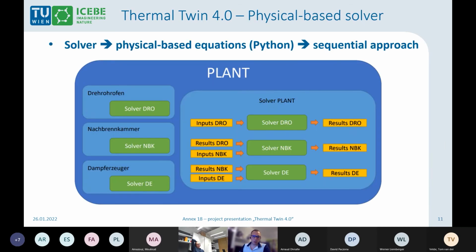This physical-based simulation model is based on Python and on a sequential approach. So the subsystems, as I showed you before in the scheme, will be solved separately, one after another. First of all, the inputs for the rotary kiln will be fed into the solver of the rotary kiln, and the results go into the next subsystem, the solver of the post-combustion chamber, and so on.